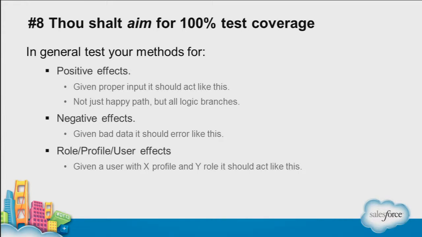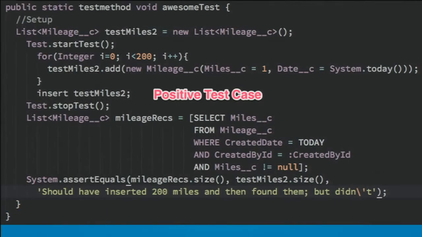When I talk about positive effects, I mean given the right input to your unit of code, given the right circumstances for your unit of code, this thing that you expect should happen. So if you've got a calculate method doing addition, and you give it 1 and 2, you would expect 3. Your positive test case would assert that the output is 3. We're going to look at a positive test case here. This is one of the classic example test cases from the Apex documentation.